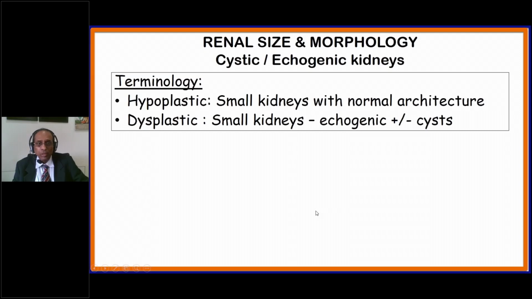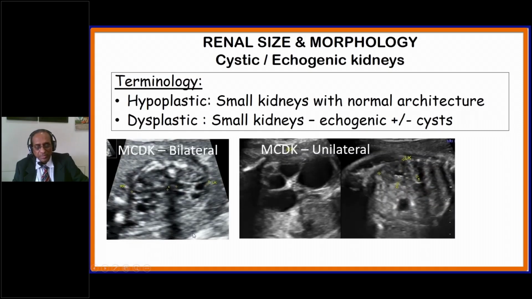Now, next we will move on to cystic echogenic kidneys. The terminologies must be understood. One is hypoplastic kidney, which means small kidneys with normal architecture. Second is dysplastic kidneys, which are small kidneys which may be echogenic with or without cysts. So here are bilateral cystic kidneys, and here is a unilateral multicystic dysplastic kidney, the other kidney being normal.